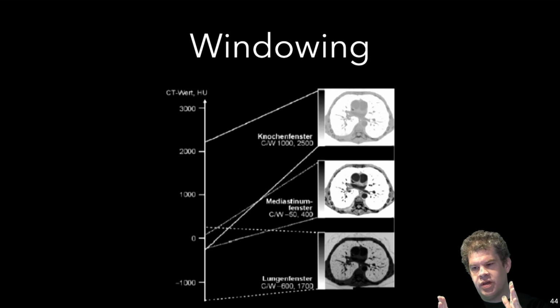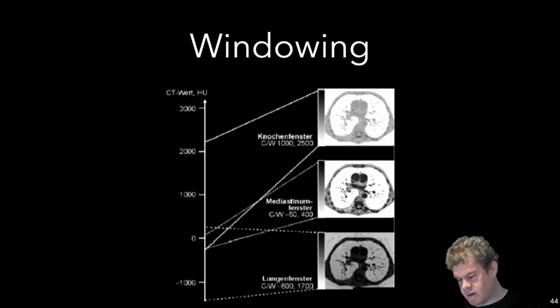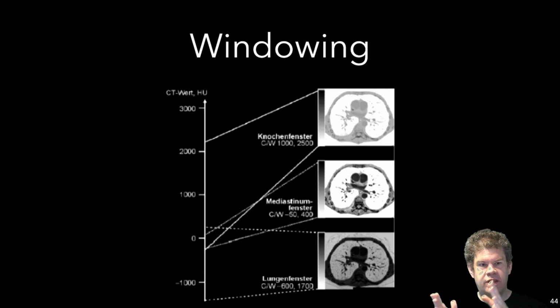But I know that you cannot transfer results from one CT scanner to another. So you should always stick with one CT scanner when you do comparative studies. So there is a difference.